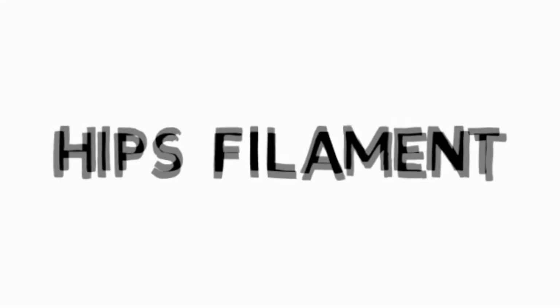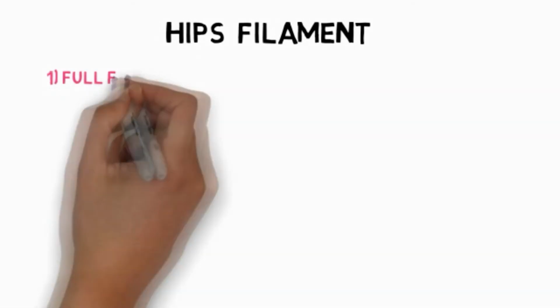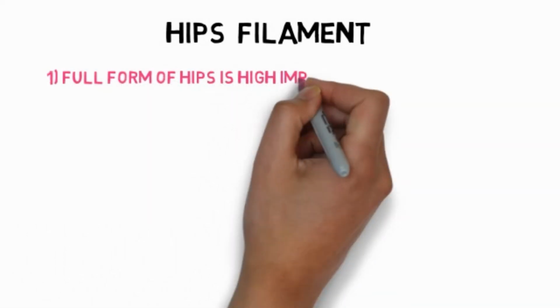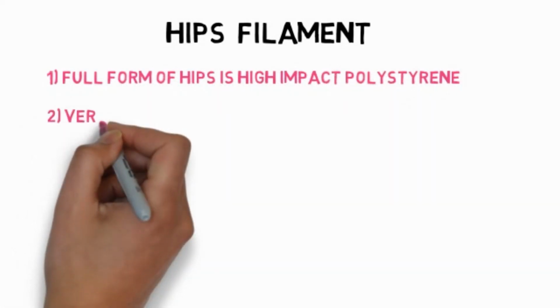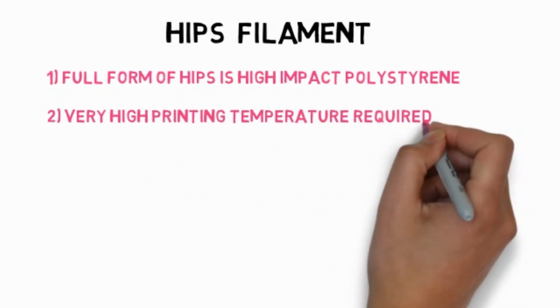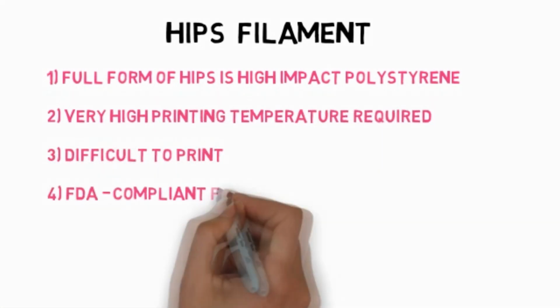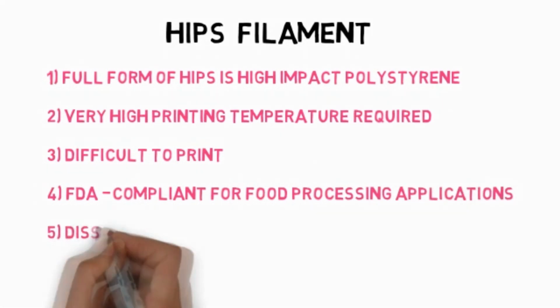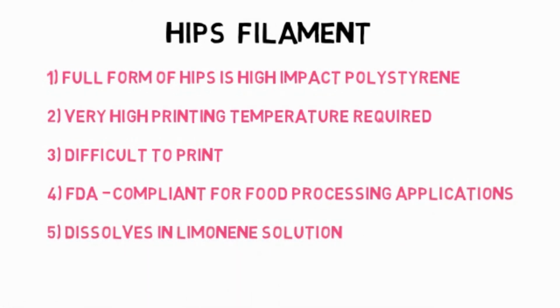Next we have HIPS filament. It's like a commercial filament. HIPS filament stands for high impact polystyrene. It requires very high printing temperature and is difficult to print. It is compliant with FDA for food processing applications.